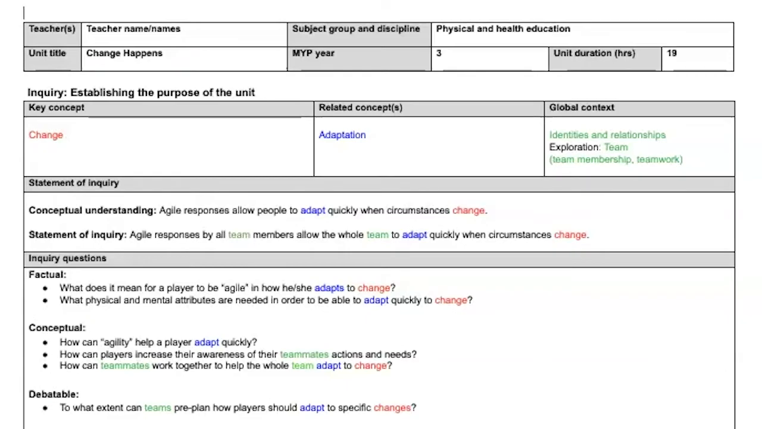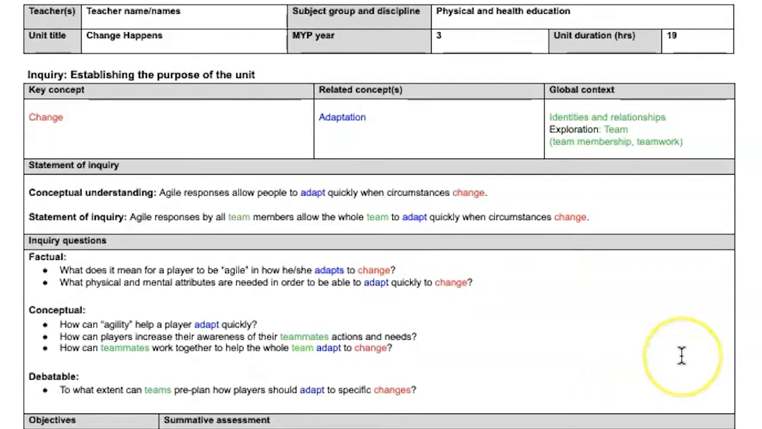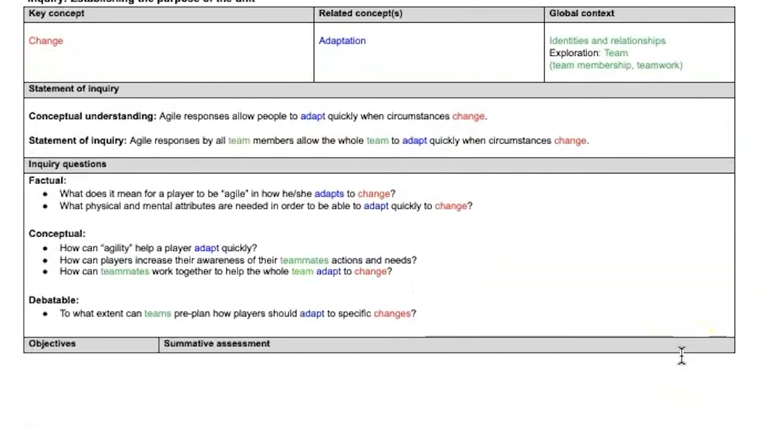This sample unit is of MYP 3. It's about 19 hours. And the key concept selected is change, the related concept adaptation, and the conceptual understanding that they came up with to combine those, to talk about the relationship between those two concepts is agile responses allow people to adapt quickly when circumstances change. It's understandable, it's meaningful, across PHE units and possibly other subjects as well.